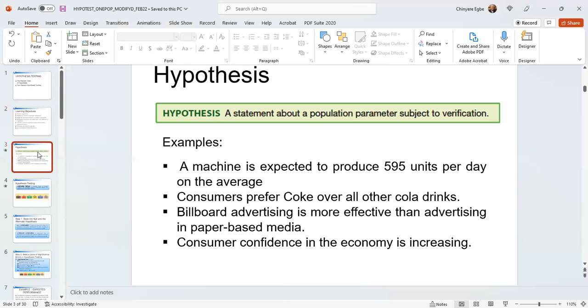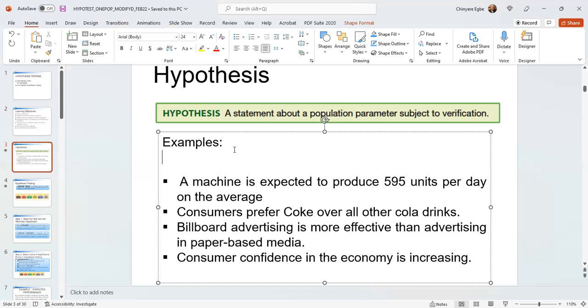All right, now, what is a hypothesis? A hypothesis is a statement about a population parameter and subject to verification. Now, that's a technical statement. It's a statement, or actually a claim, about the characteristic of a population, okay? And the claim is subject to verification using data, all right? For example, you can say, and I'm going to add some additional examples here, okay?